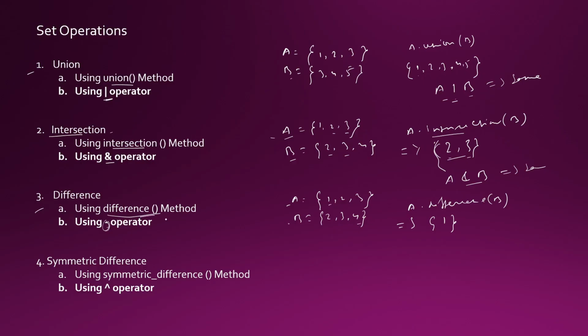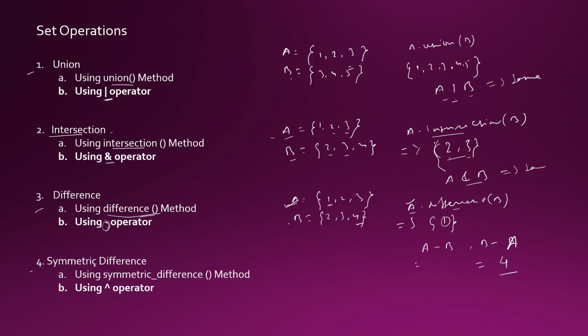But whenever we use the difference function, it will give me the elements from the first set only. When we write A dot difference B, the first set is A, so the differing element from the first set is 1, and it gives me the output 1. This can also be performed like this, A minus B. Now if we perform B minus A, then it will give me the answer 4.